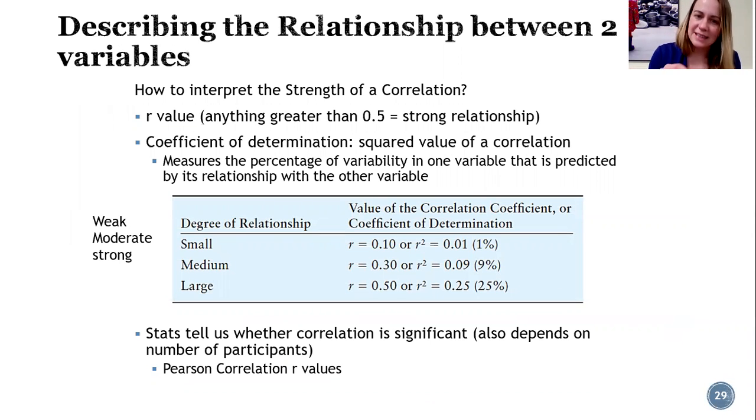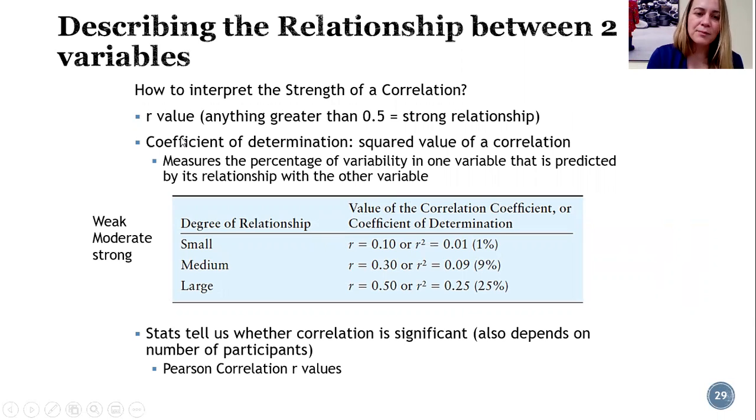So how do we interpret the strength of the correlation? Well, we can look to see whether the dots fall on the line. We can look to see how big that R value is. Anything bigger than 0.5 is usually considered a strong relationship. If you're doing, let's say for your honors thesis, a correlational design, and you find a relationship of like 0.6 between two variables, you'd get really excited because this suggests that there's a strong relationship.